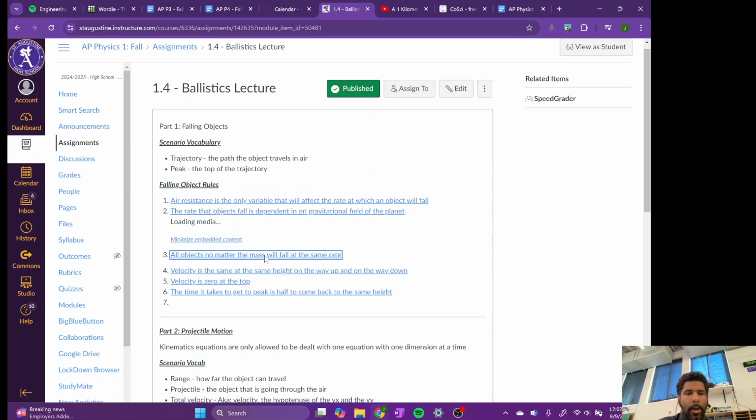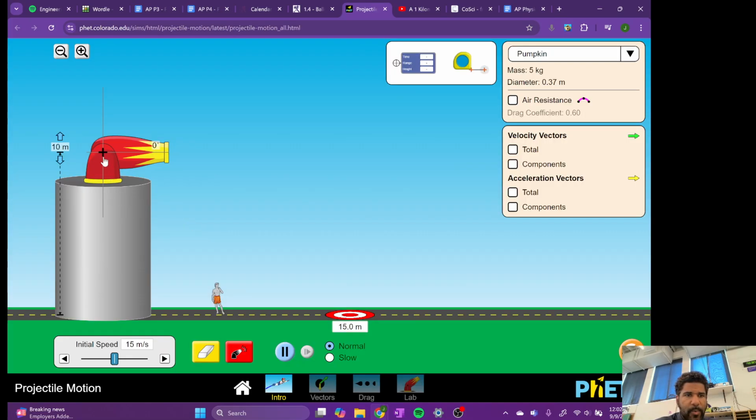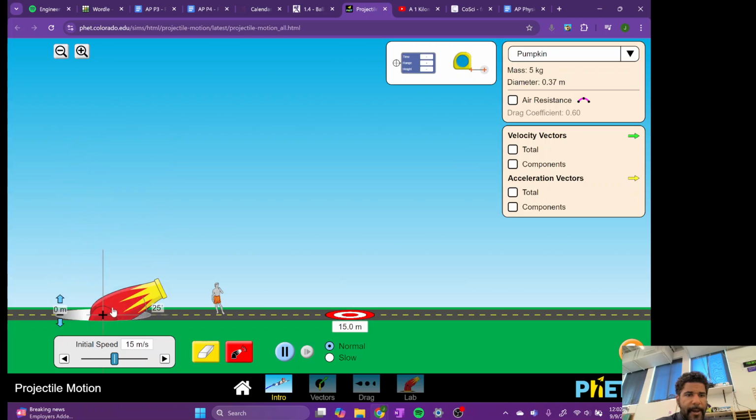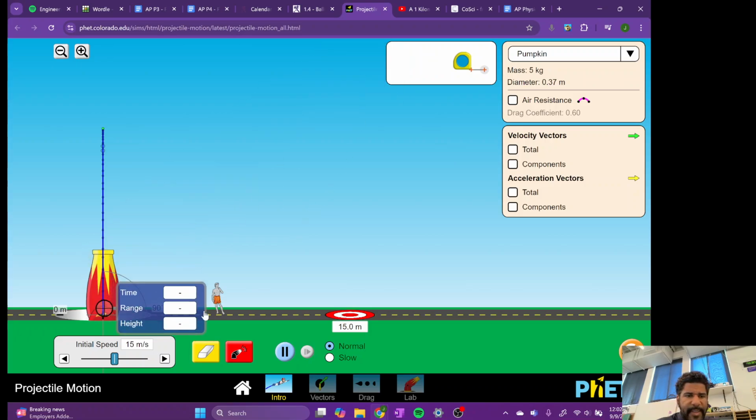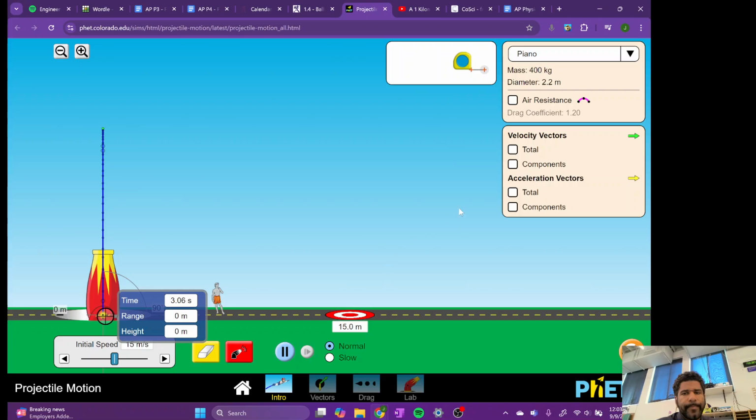Now, all objects fall at the same rate, no matter what the mass. Just one more thing to show this. If we take this little cannon simulation, we have an object, and we shoot it up in the air. It's a little pumpkin. Pumpkins are heavy, but not that heavy. The time that it took to get back to the ground was 3.06 seconds. I'm going to change this. Pumpkins are different than pianos. We shoot a piano into the air. 3.06 seconds. Would you look at that? It's the same.